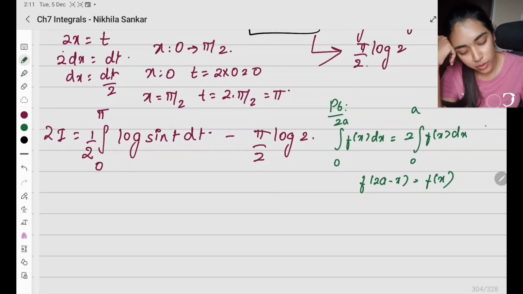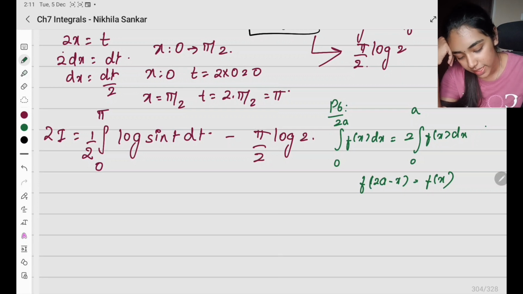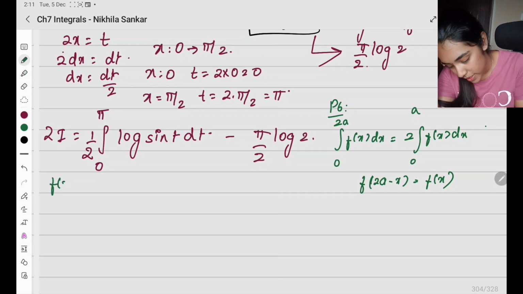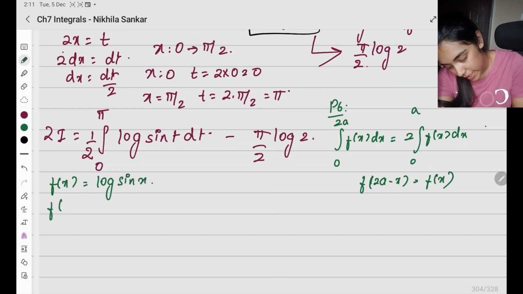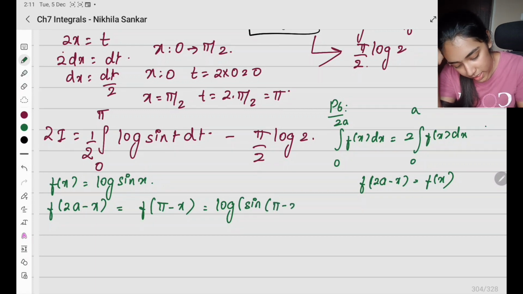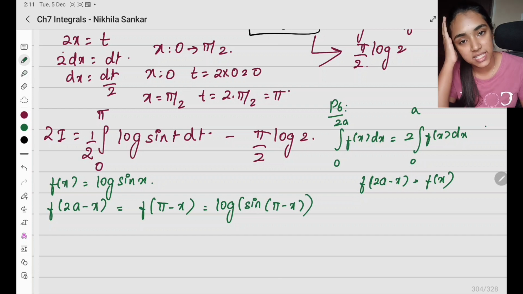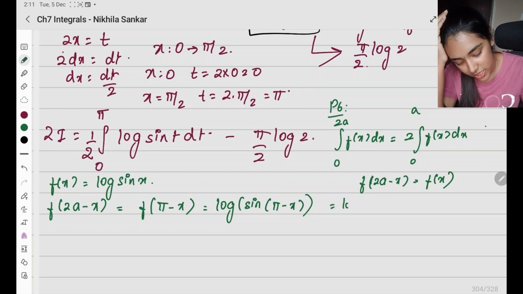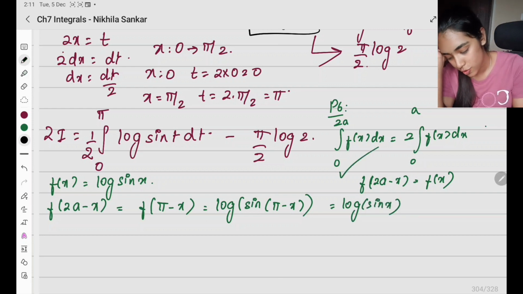Correct? Now let's substitute and see. I have f of x to be log sin x. So when I do f of 2a minus x, what is my limit? Pi minus x. I have log of sin of pi minus x. And we are talking about the second quadrant. In the second quadrant, sin is positive. So this is nothing but log of sin x. So hence this is true. So we can use it in the formula.